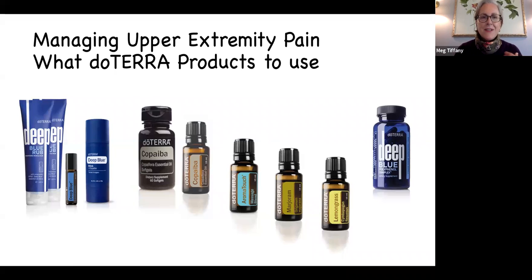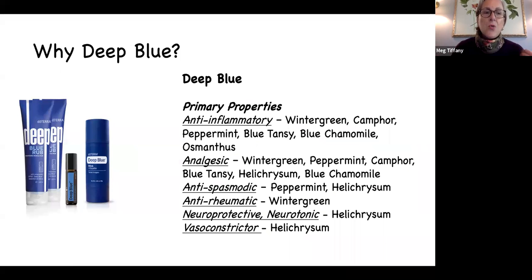So let's dive into that a little deeper. Why do we recommend Deep Blue? Why do we think it's so great? Well, a primary property of it is that it is anti-inflammatory, and it gets those properties from wintergreen, camphor, peppermint, blue tansy, and other oils that are included in this blend. It's also an analgesic, so it gets that property again from wintergreen, peppermint, and camphor.